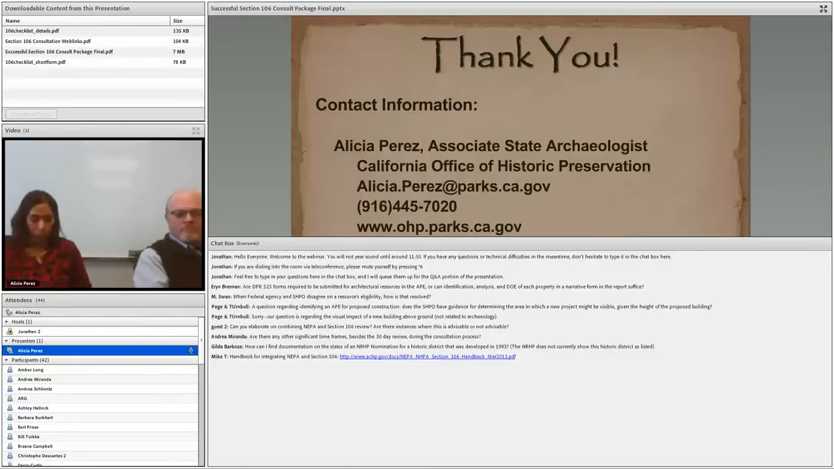Okay. So again, the agreement documents can take longer than 30 days. In most cases, they do. Right. Okay. A question from Gilda is asking, how can I find documentation on the status of a NRHP, National Register of Historic Places, nomination for a historic district that was developed in 1993, because the National Register does not currently show this historic district as listed.